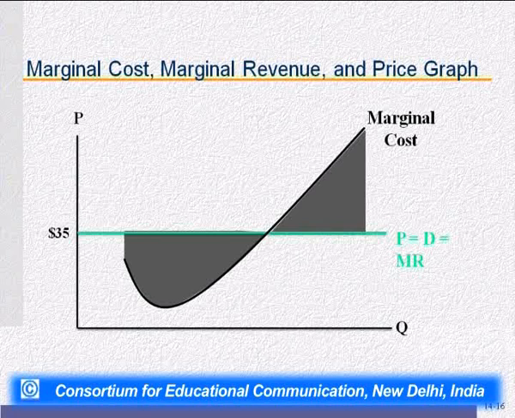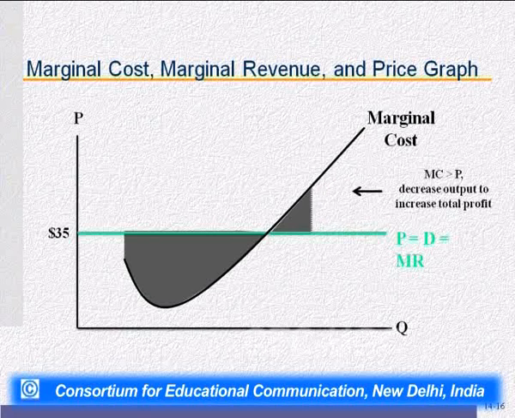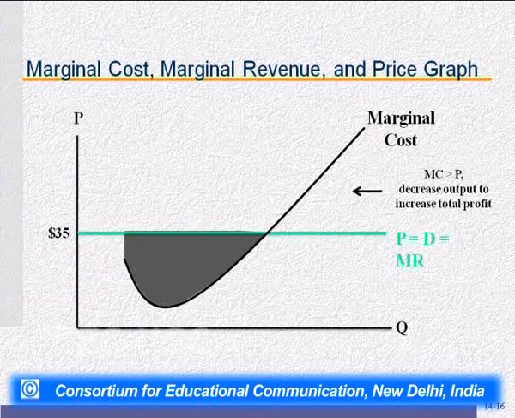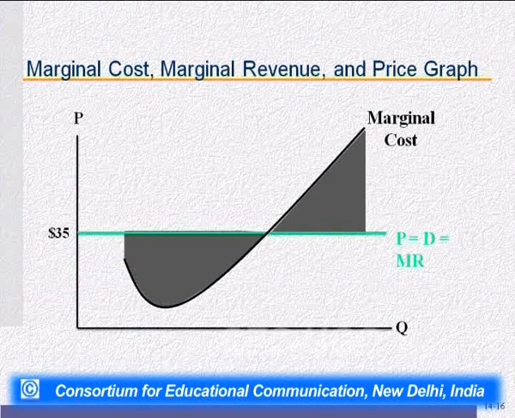Here is marginal cost. The total output is shown by a black dot. When MC is greater than P, decrease output to increase total profit. The second one: when MC is less than P, then increase output to increase total profit. So these are the two features. Let me repeat it once again. Here is the graph of marginal cost.